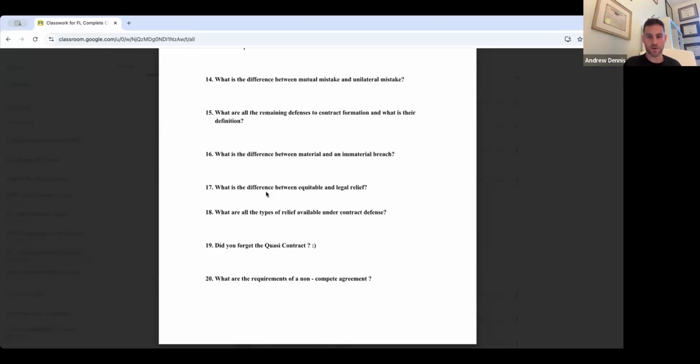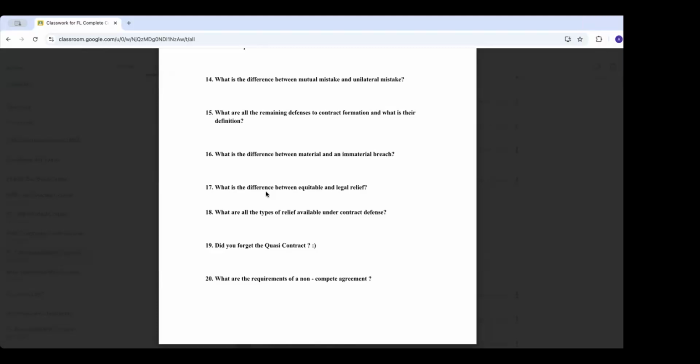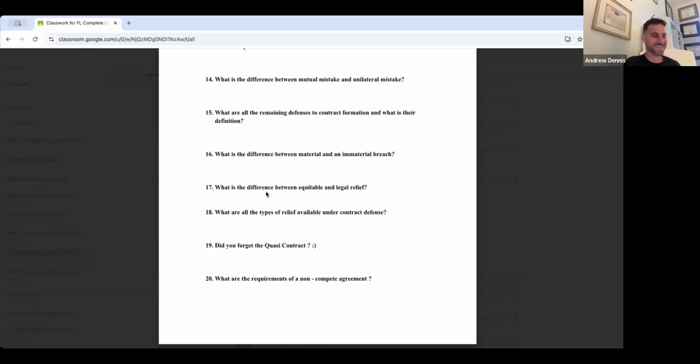What are all the different types of relief under contract defense? Anyone feel like they can answer this question confidently? You should all be confident by now. Expectation damages. Consequential, incidental. You cracked me up, Matt, because I asked for all the types of relief and you named one of them. Okay, so legal relief: expectation, consequential, incidental. That's a good start. What are some other types of legal, monetary relief?